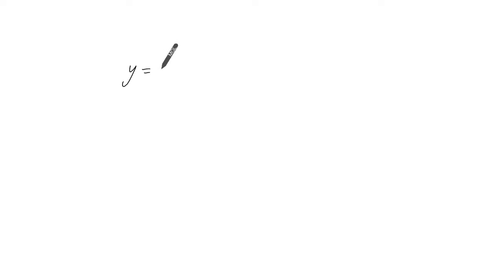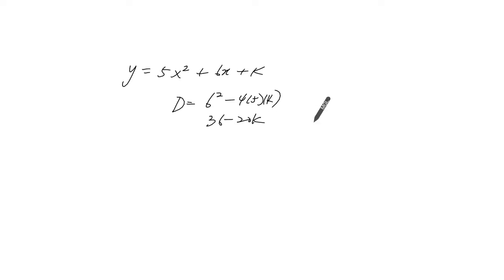Okay, so we have y is equal to 5x squared plus 6x plus k. So for what values of k does it have two, one, or no real roots? Okay, so it all depends on the discriminant. 6 squared minus 4 times 5k, which is 36 minus 20k. So when is this positive?